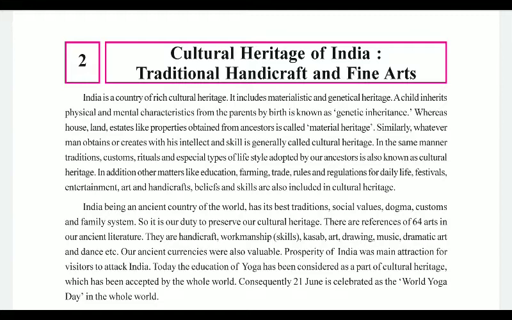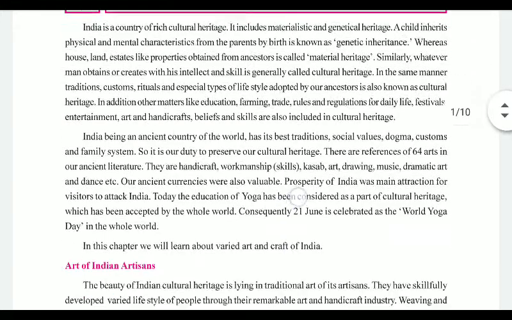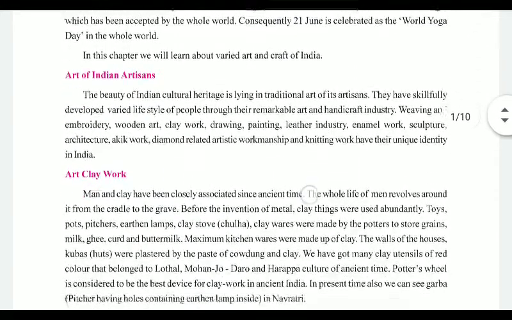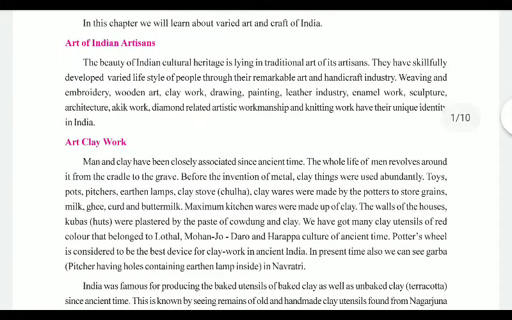Today, the education of yoga has been considered part of cultural heritage, which has been accepted by the whole world. Consequently, 21st June is celebrated as World Yoga Day all over the world. So you can imagine how Indian culture influenced the whole world as well. And from the past, crafts and arts attracted many visitors to India. In this chapter, we will learn about the varied art and craft of India. So first, art of Indian artists.